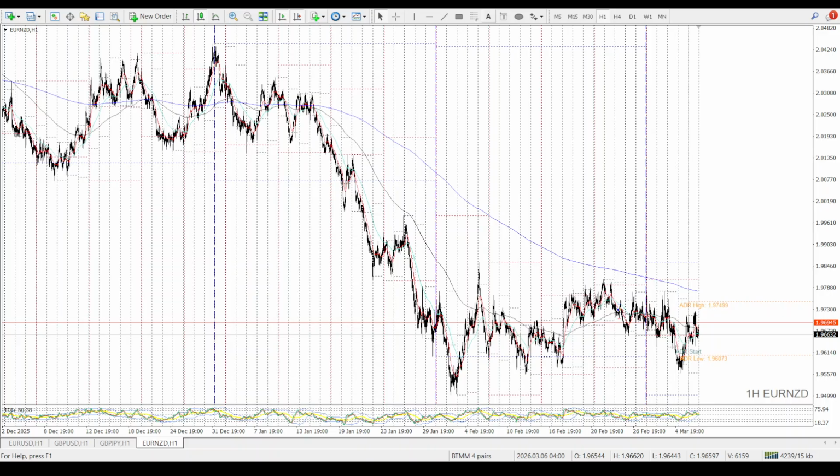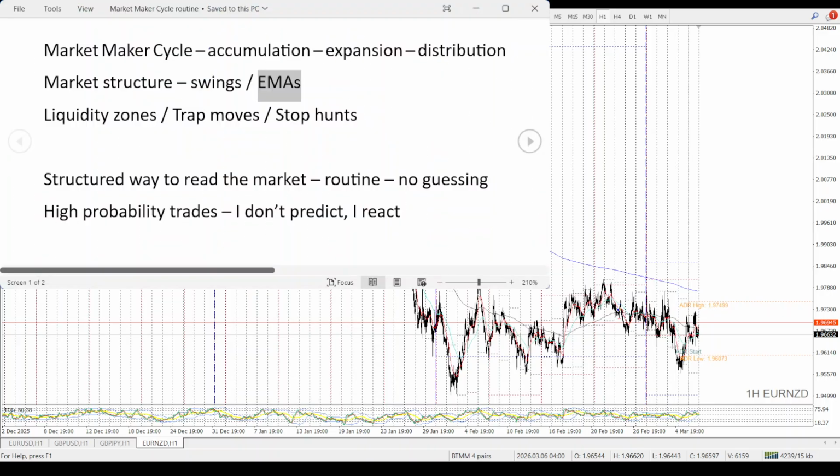So yeah, this is how I look at the markets. I have a routine, and I have no guessing for the day, and then I just wait if we bounce, if we take liquidity, and where I can enter.